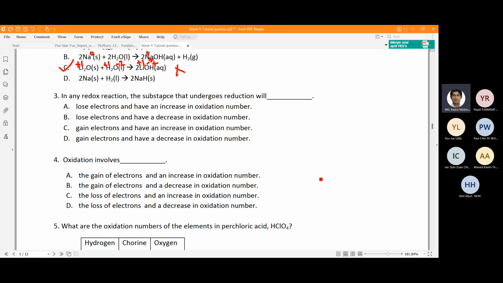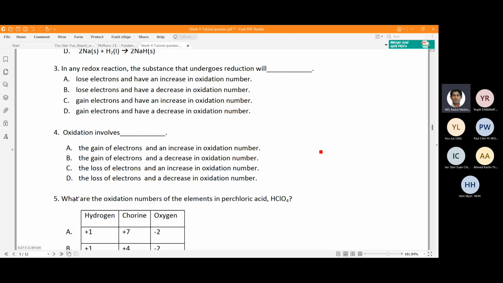In any redox reaction, the substance that undergoes a reduction will what? Of course, it will gain electrons, right? And the opposite is true for oxidation.